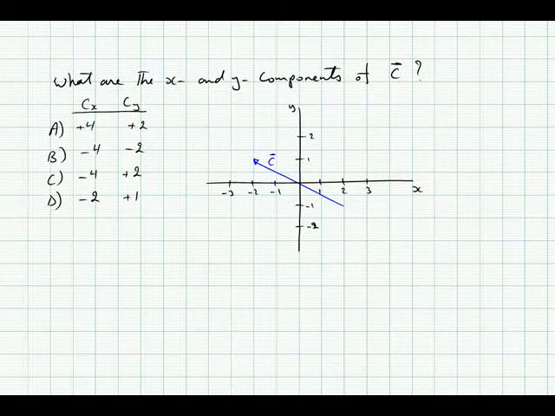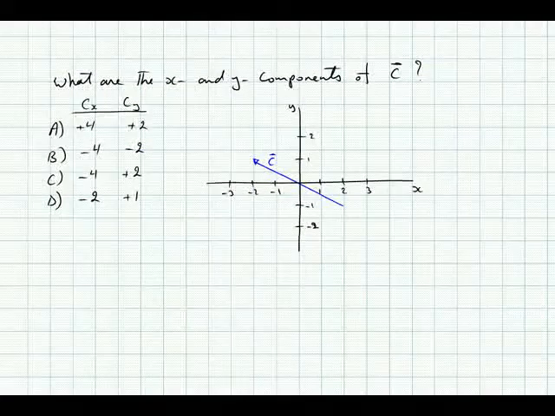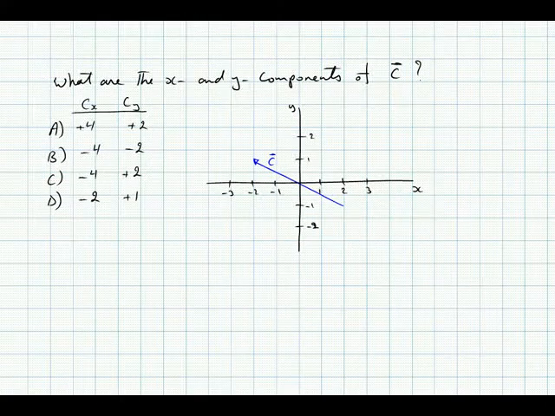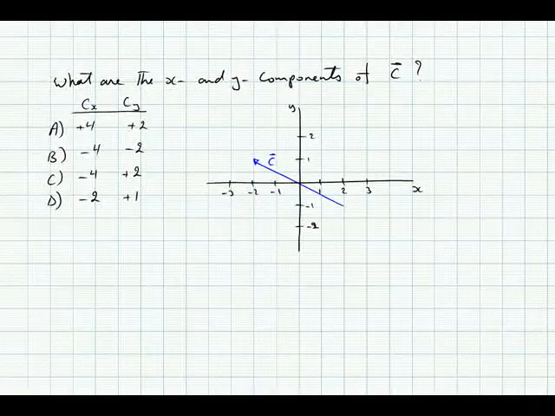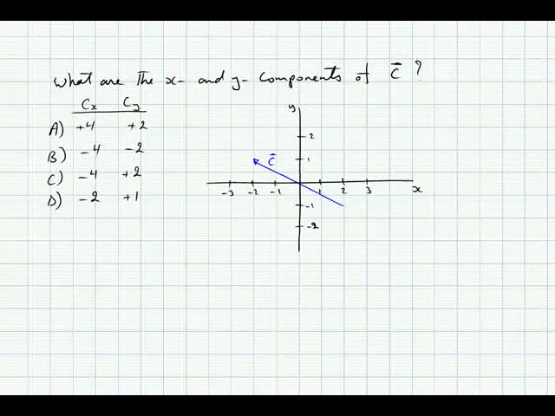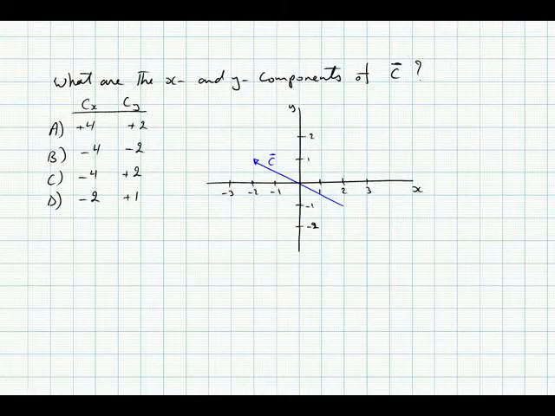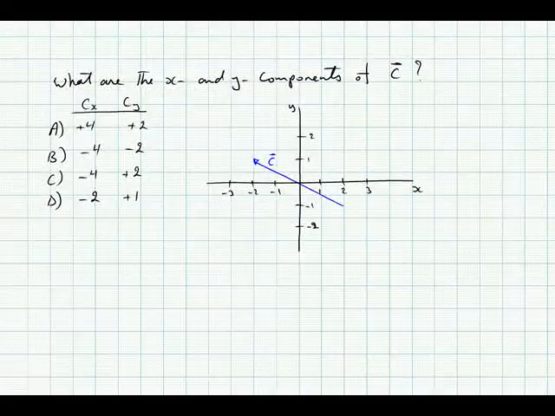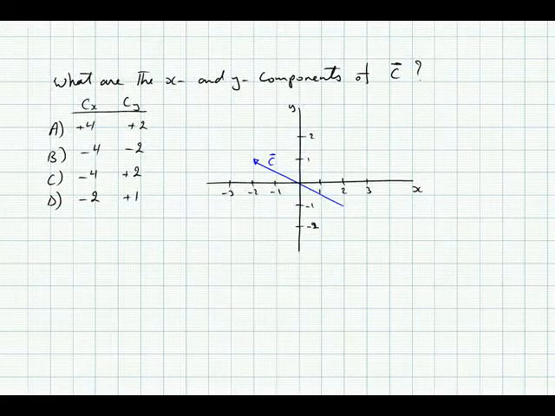Okay, now I'd like you to ponder this problem for a little bit. So what are the x and the y components of C? I've shown vector C in blue. Is it A, B, C, or D? Let me just pause here for a couple of seconds while the phone ringing ends. Yes, it has ended. My apologies. If you'd like to take a look at the graph.